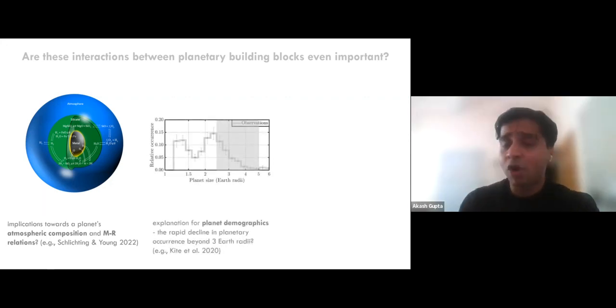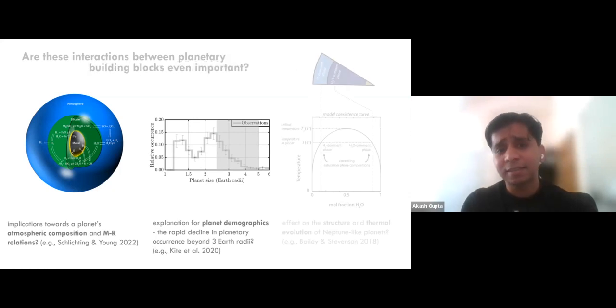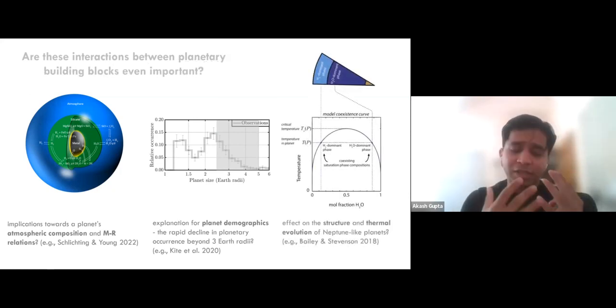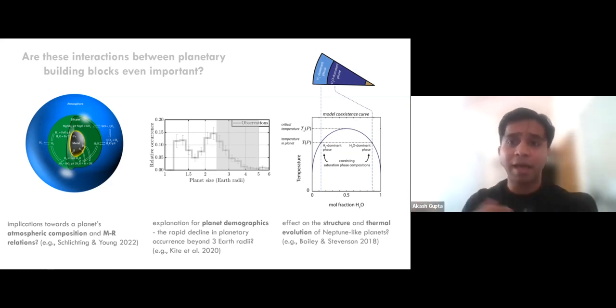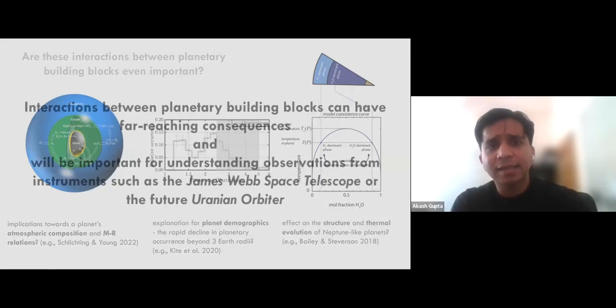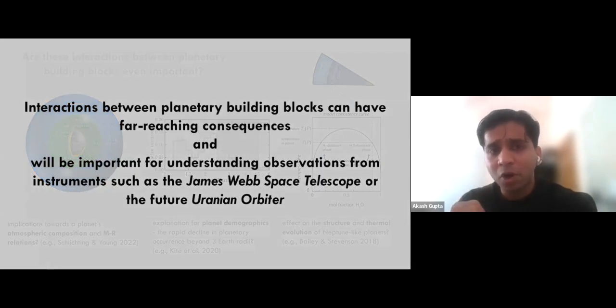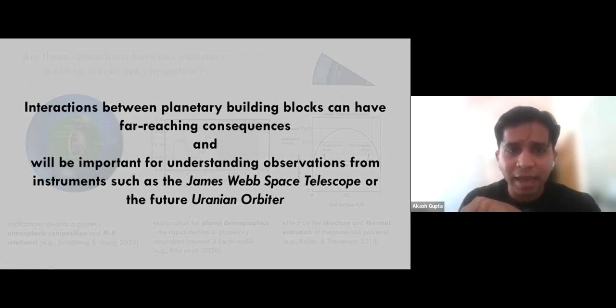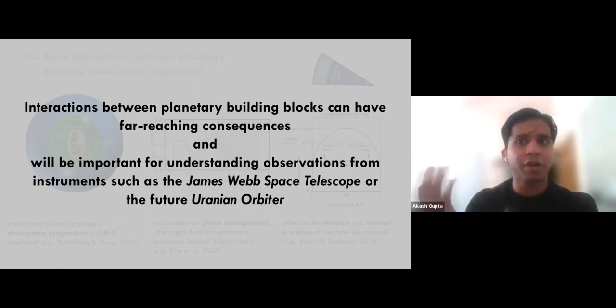There have been studies which have also pointed out implications for planet demographics, and there are other studies which have talked about how this can have a huge impact on the structure and the thermal evolution of planets. In a nutshell, this is telling us that the interactions between planetary building blocks can have far-reaching consequences and will be important for understanding observations from instruments such as JWST and the future Uranian Orbiter.